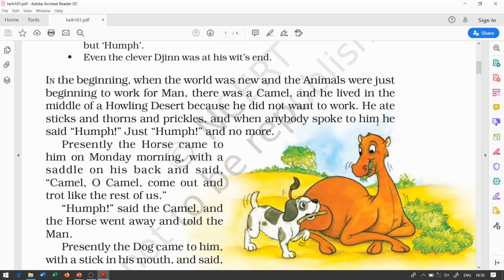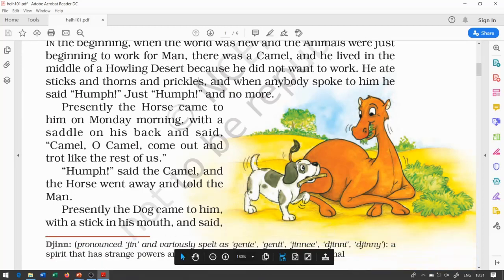So he used to eat that, and he used to just sit there nicely without a hump. As you can see, he doesn't have a hump here. And when anybody spoke to him, he said hump, just hump, and no more. Presently the horse came. So one by one, all the animals, the three animals that we are going to talk about here, come to him.